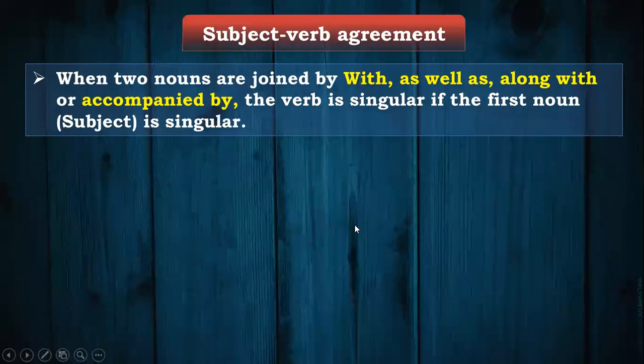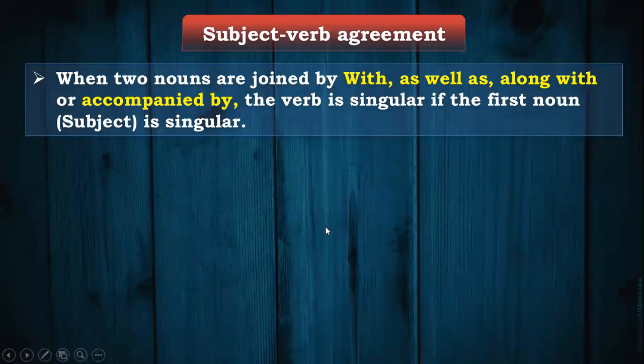Here we go with the next one. Sometimes we come across words like with, as well as, along with, accompanied by, and so on. So these are all the prepositions and the prepositional phrases that are used. And let me tell you, this time, the two nouns which are connected using these are considered as singular.